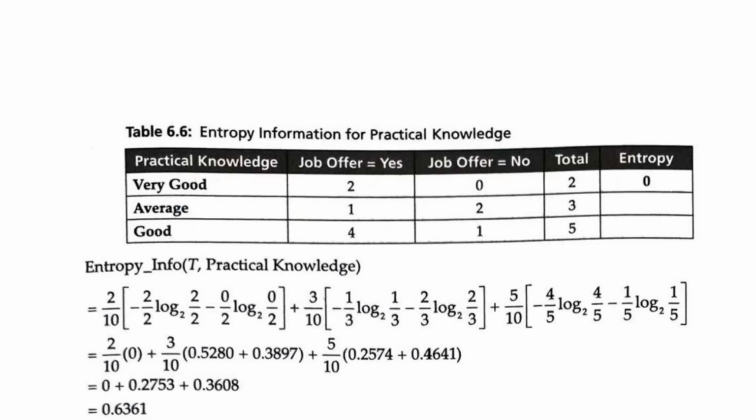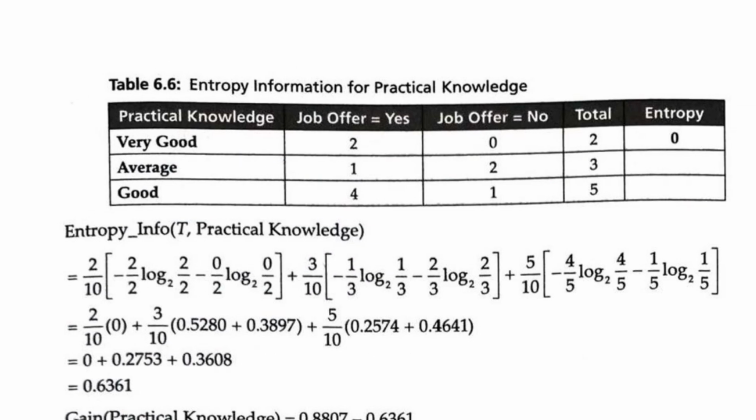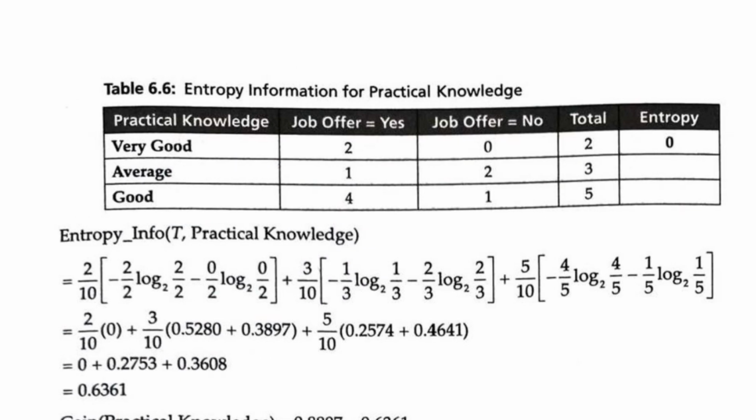Similarly, you go for one more, that is information gain on practical knowledge. There are three different types of values for practical knowledge: very good, average, and good. For very good, there are 2 instances of job offer yes, zero instances of job offer no, total 2. Average, one instance of yes, two instances of no, total 3. For good, 4 instances of yes, 1 instance of no, total 5. So now you have to compute everything.